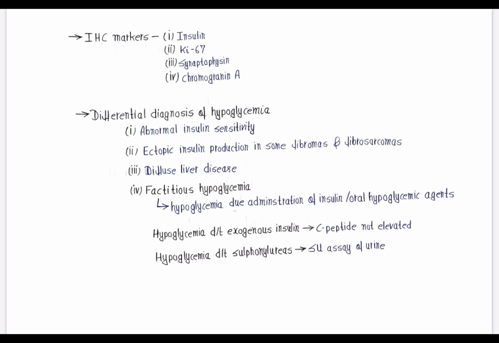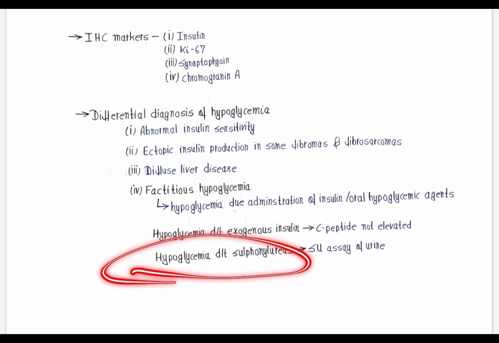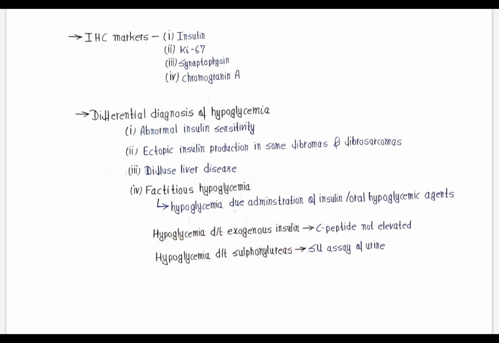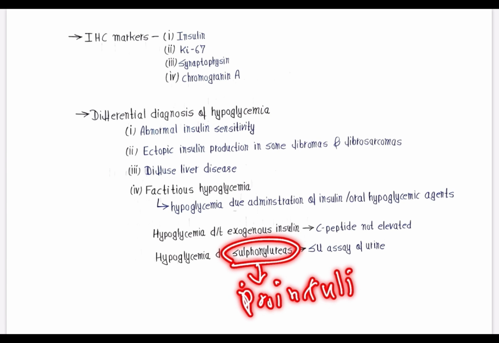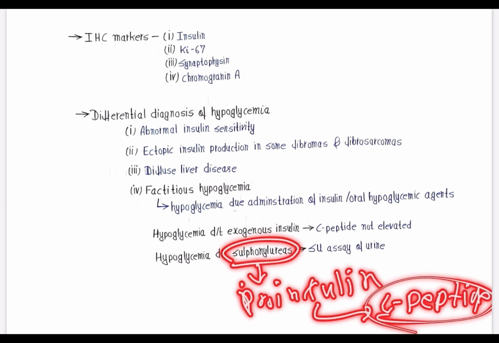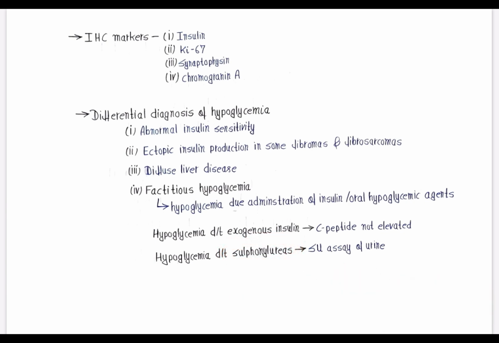And suppose the patient is on sulfonylureas. In this case, sulfonylureas basically act as insulin secretagogues. So the level of proinsulin will increase in the patient again, and this will split into C peptide and insulin. So the C peptide level will also increase if the patient is on sulfonylurea. So depending upon the C peptide, we cannot distinguish, right? So basically we go for a sulfonylurea assay of urine, and now we can find out whether the hypoglycemia which has developed is due to sulfonylurea or due to insulinoma.